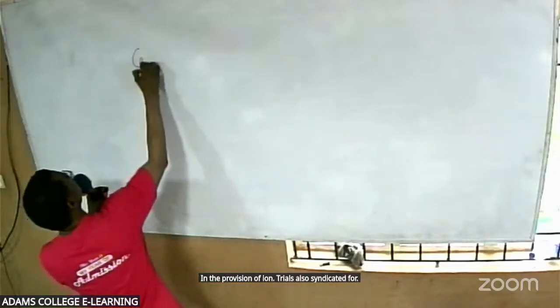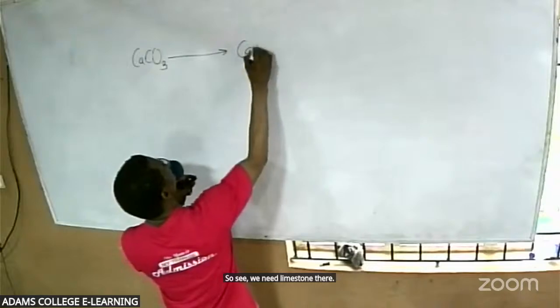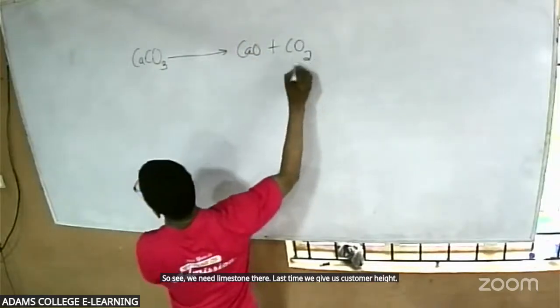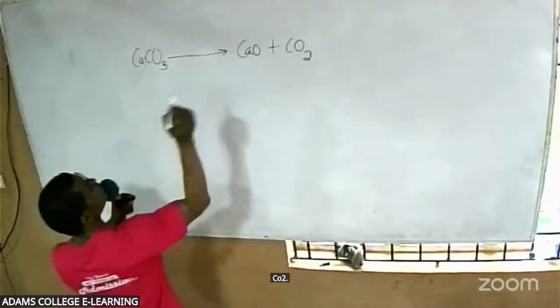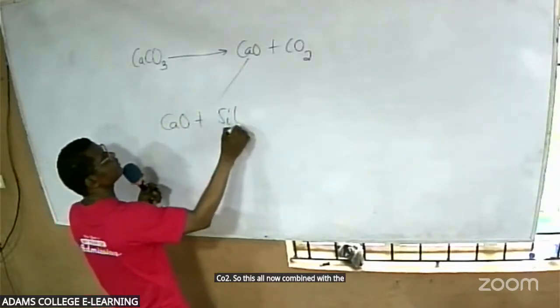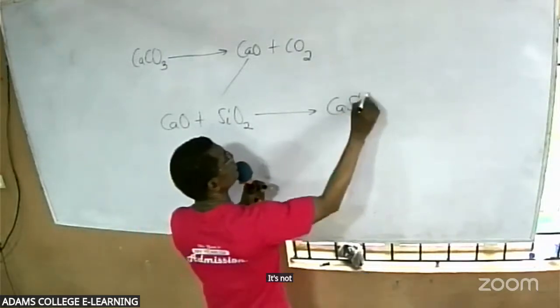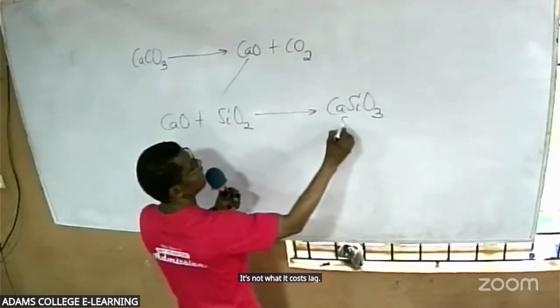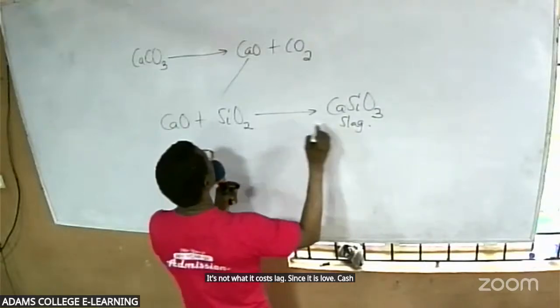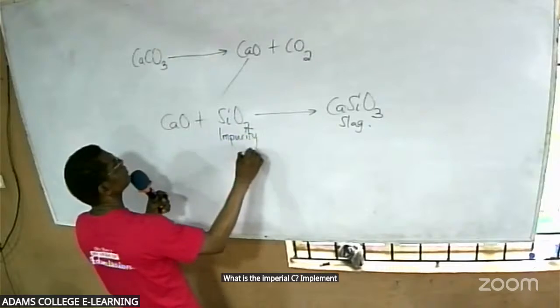So see, we need limestone there. Limestone will give us calcium oxide and CO2. This one will now combine with the earthy impurity. The earthy impurity is silicon 4 oxide. It's now what we call slag, isn't it? This is a slag, calcium trioxosilicate 4. But this is the impurity that is there.